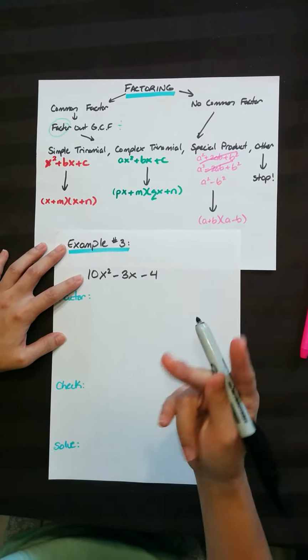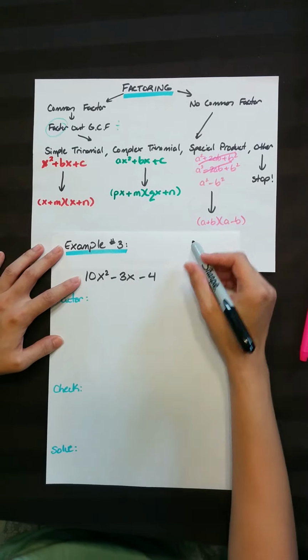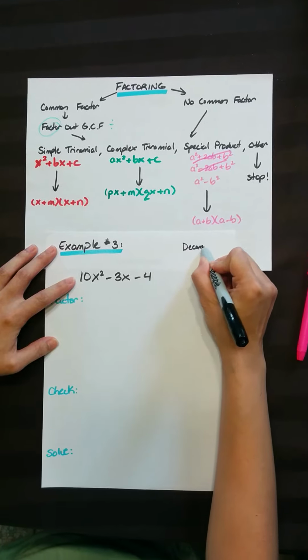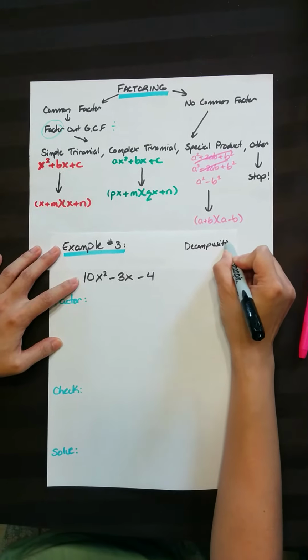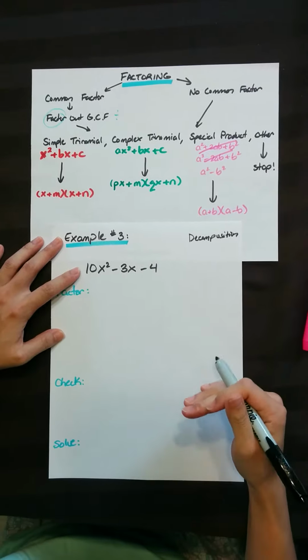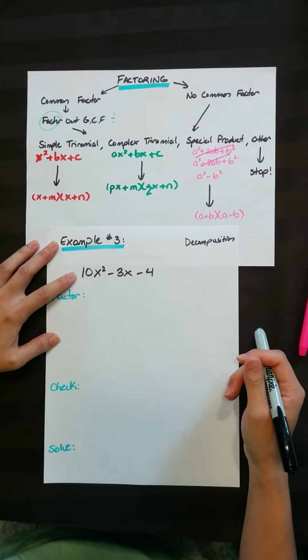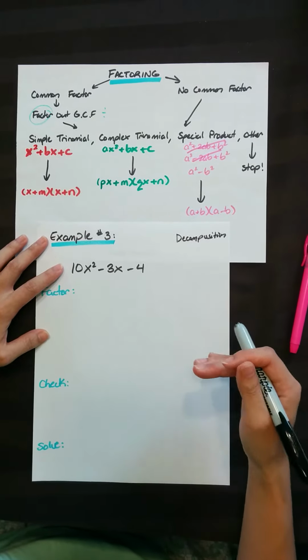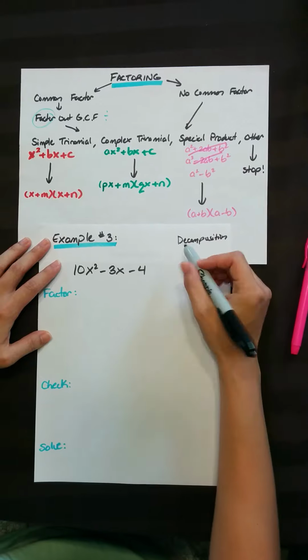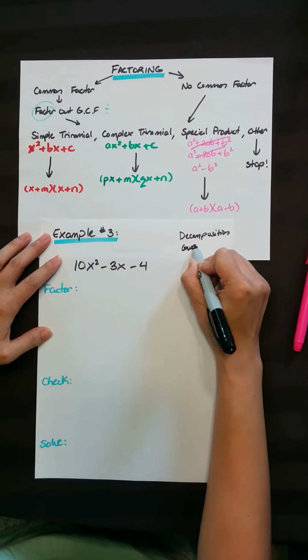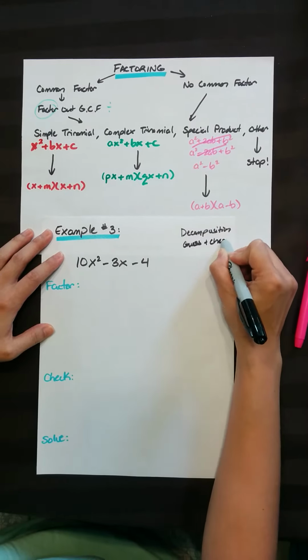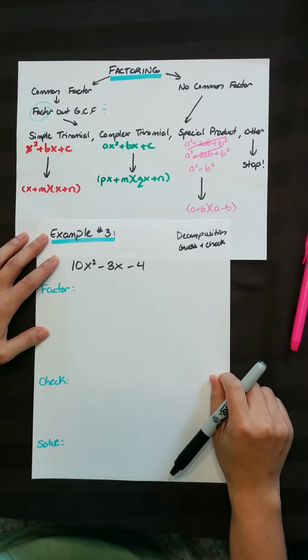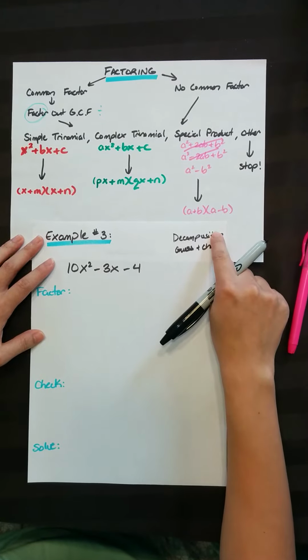Okay, so there are two methods. The first one that most people like is the decomposition. And that's because it's very methodical. There's lots of steps, but there are actual steps to it. And then I'll show you the other one, which is a guess and check, which is my favorite because it's fast. All right, so let's do the decomposition first.